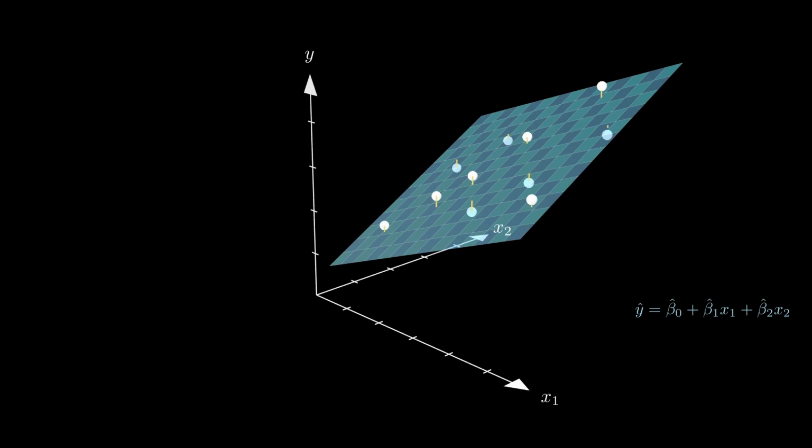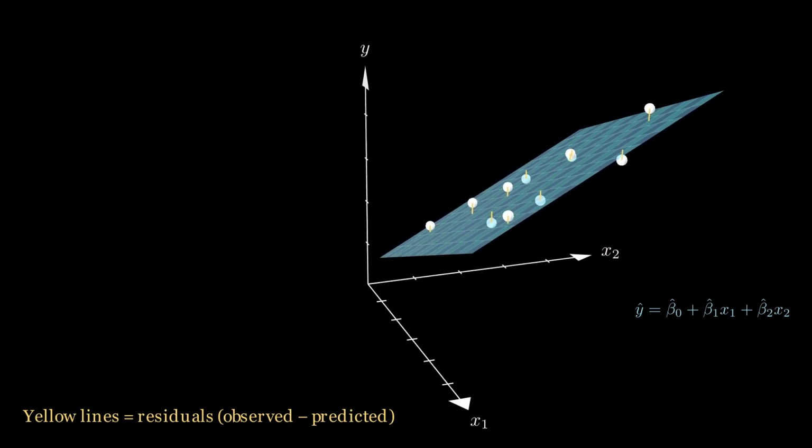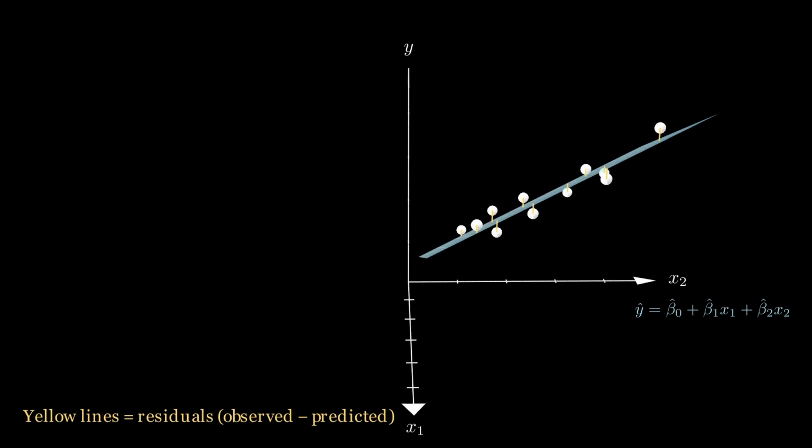The yellow lines are residuals, the vertical distance from each observed data point to the regression plane. A shorter line means the model predicted that point well. Longer lines indicate larger prediction errors. Similar to simple linear regression with a line of best fit, the method of least squares finds the plane of best fit that minimizes the sum of squared residuals.